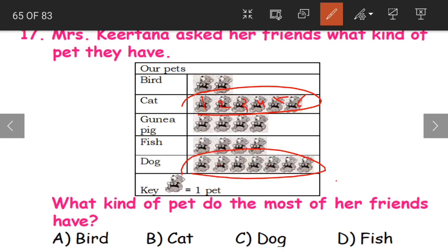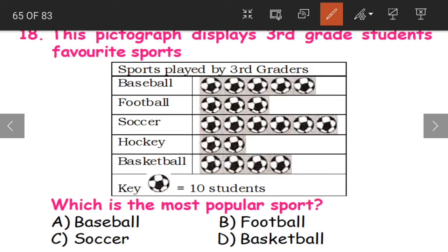1, 2, 3, 4, 5, 6. 1, 2, 3, 4, 5, 6, 7. So which is the most one, children? What kind of pet do most of our friends have? Dog. Yes, most of the friends have dog as their pets.